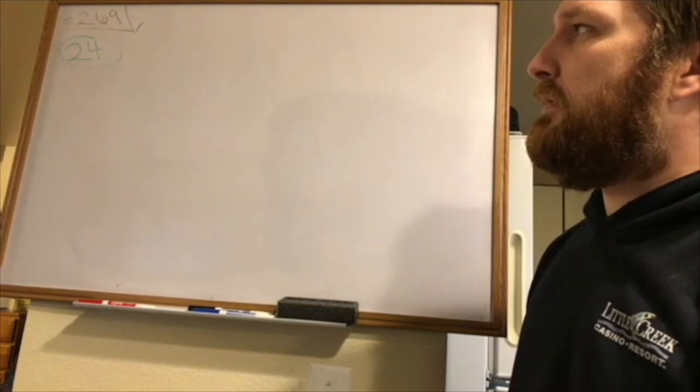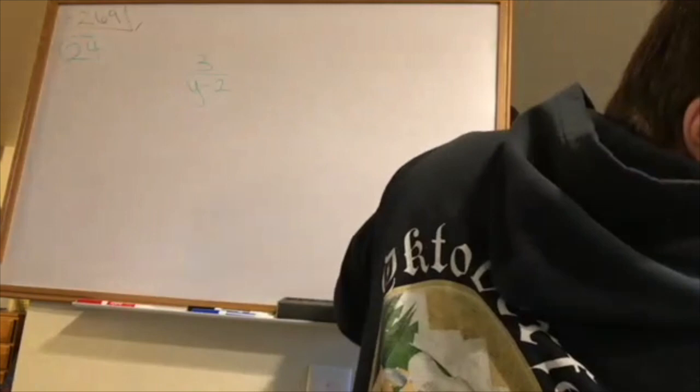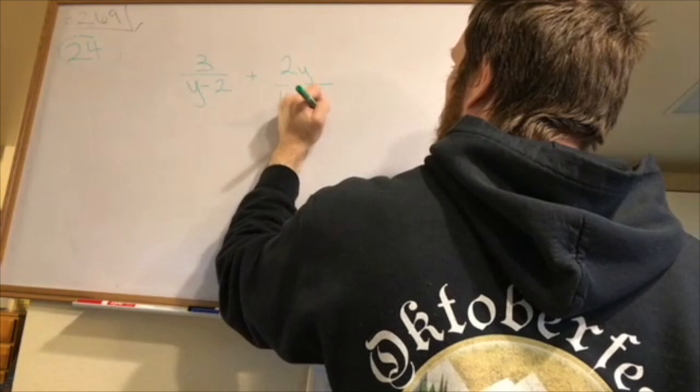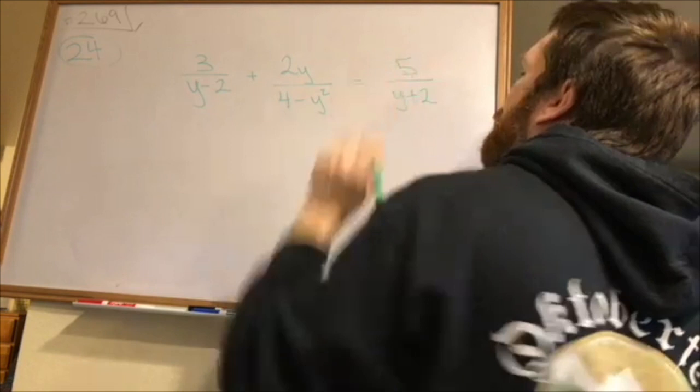Okay, cool. So number 24 is 3 over y minus 2 plus 2y over 4 minus y squared equals 5 over y plus 2. Okay, so solve for y.